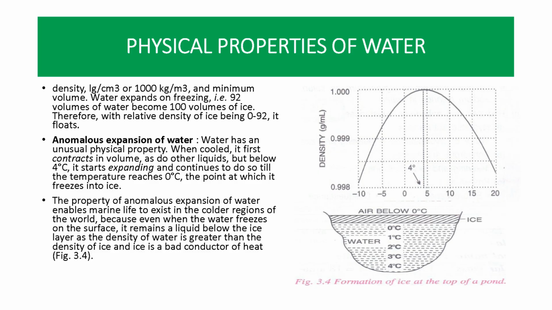Because of this property, marine life exists in water. You can see in this diagram, at the top of the pond there is ice, but below the ice, water is present in the liquid state. So marine life can exist because of this property, and there is a graph between density and volume. So you can understand this by the graph and this picture.